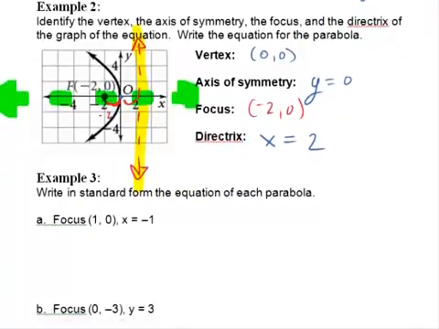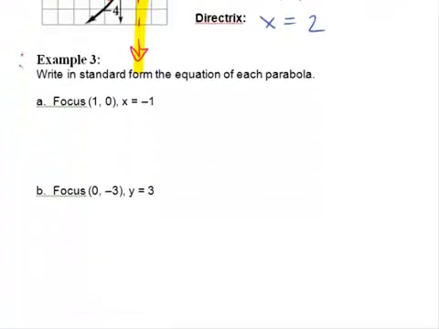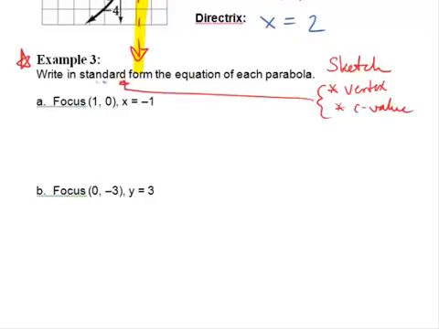Now this is an example you really want to star because this is going to come up in your homework and in your group work in class. Whenever you do these, it says write in standard form the equation of the parabola. Make sure that you sketch the graph first so that you can get an idea of up, down, left, right. And once you sketch, you're going to need your vertex and you're going to need your c value. Those are the two pieces you have to have in order to write a standard form of the equation.